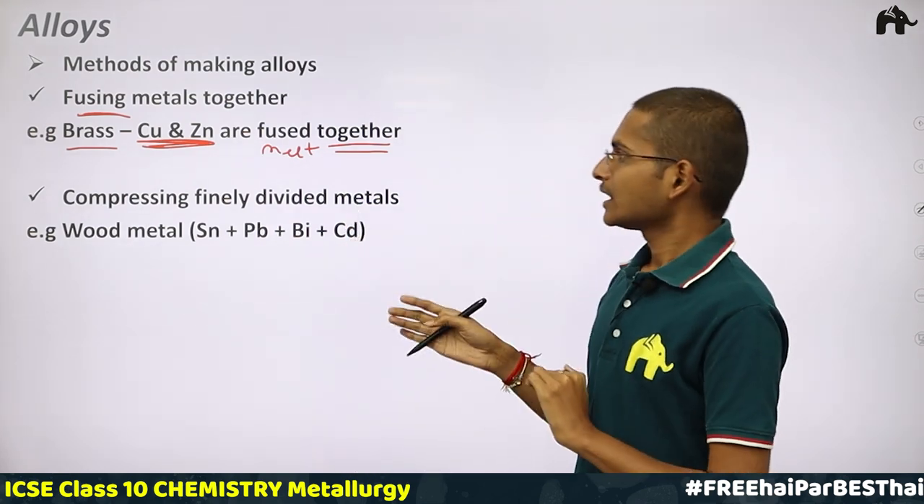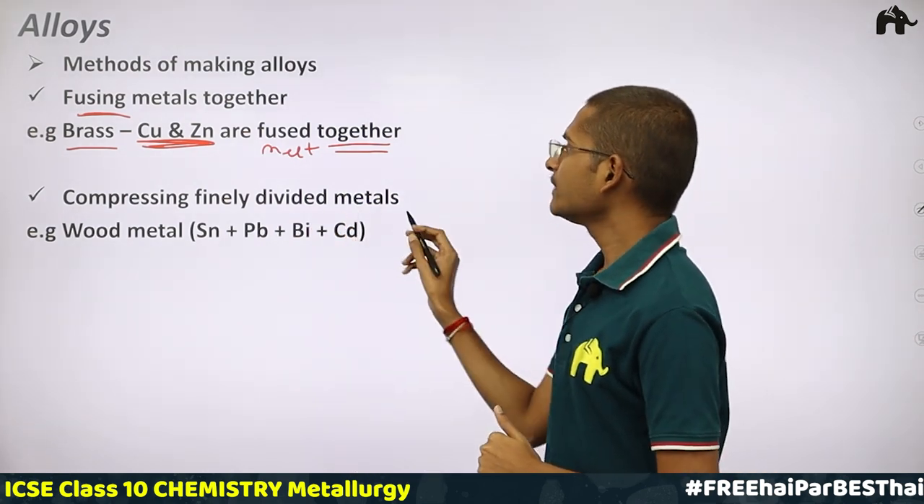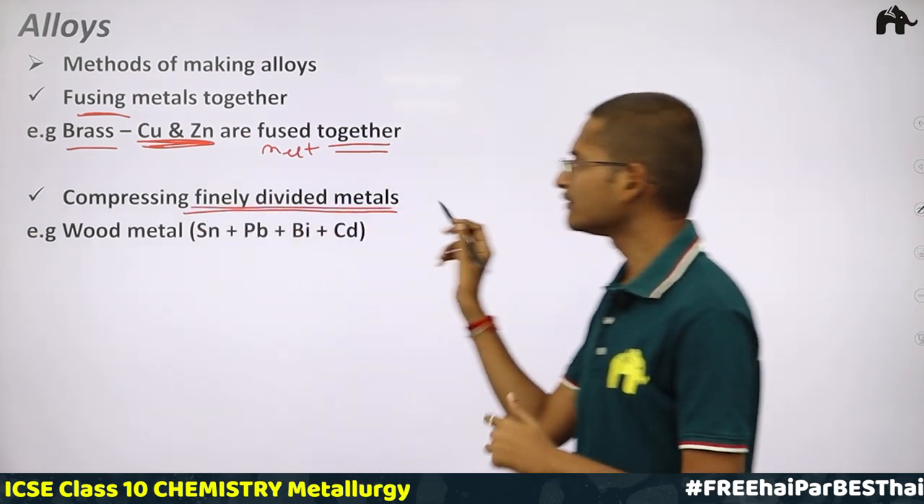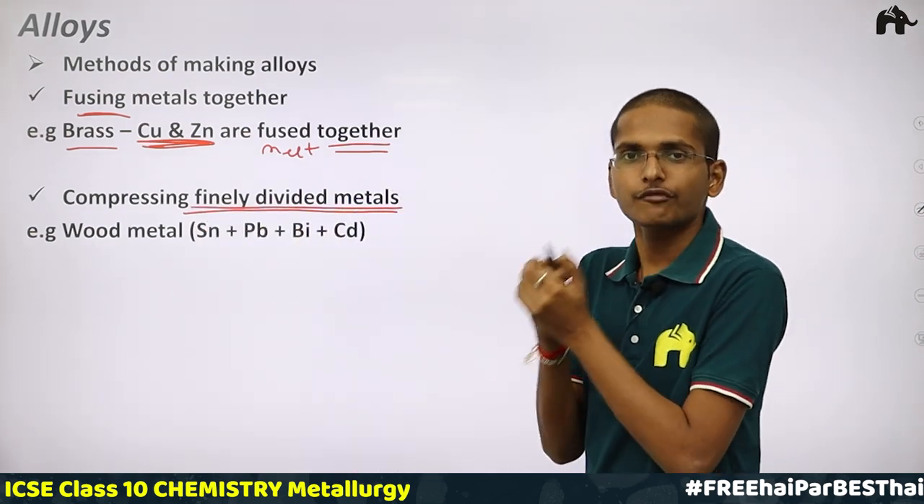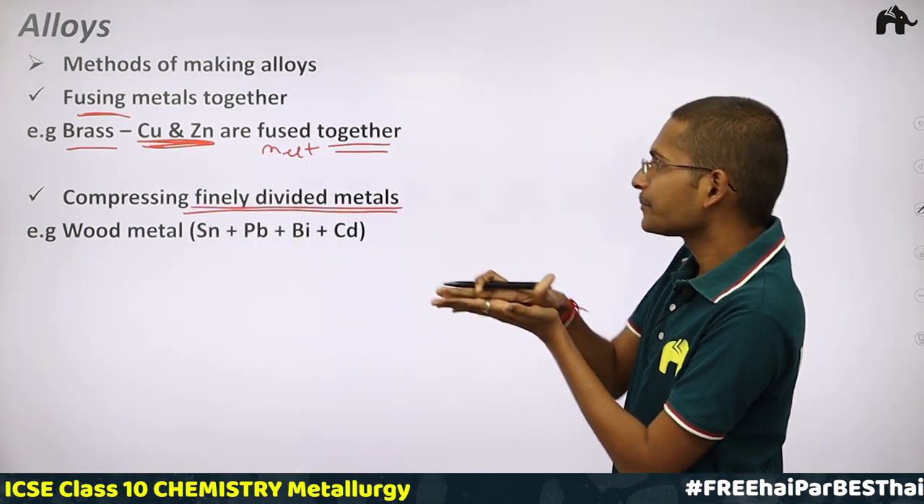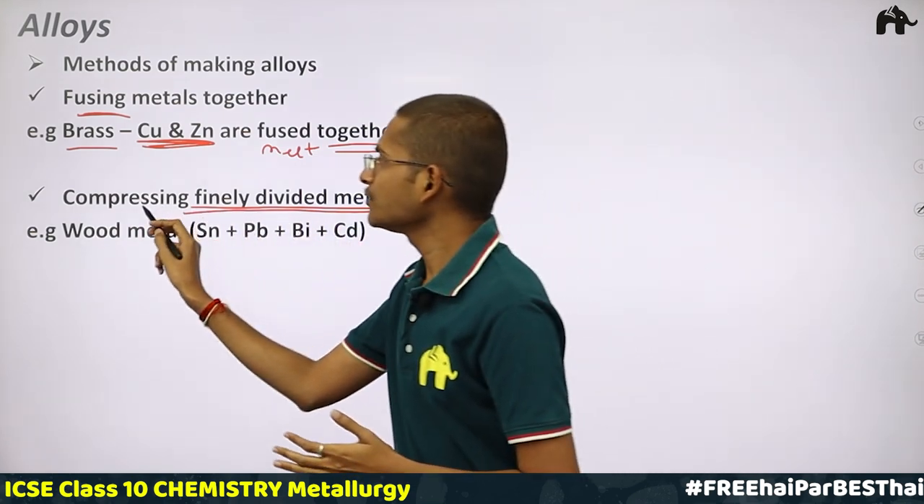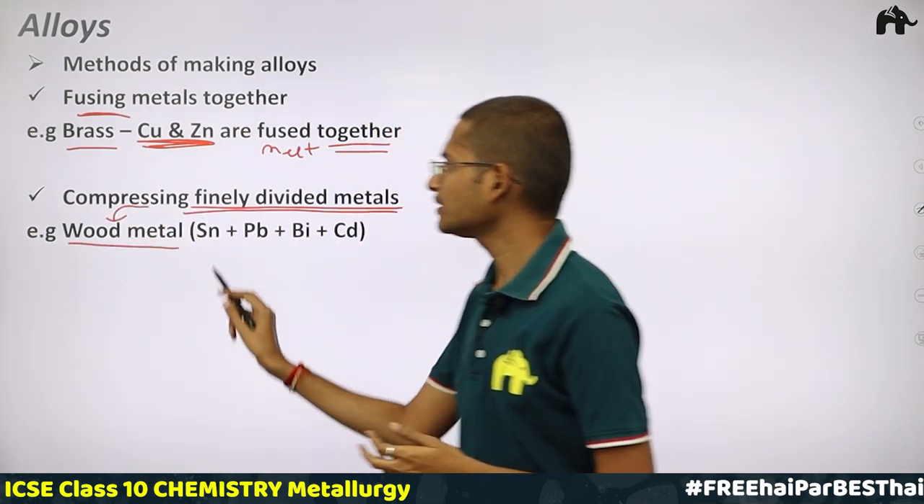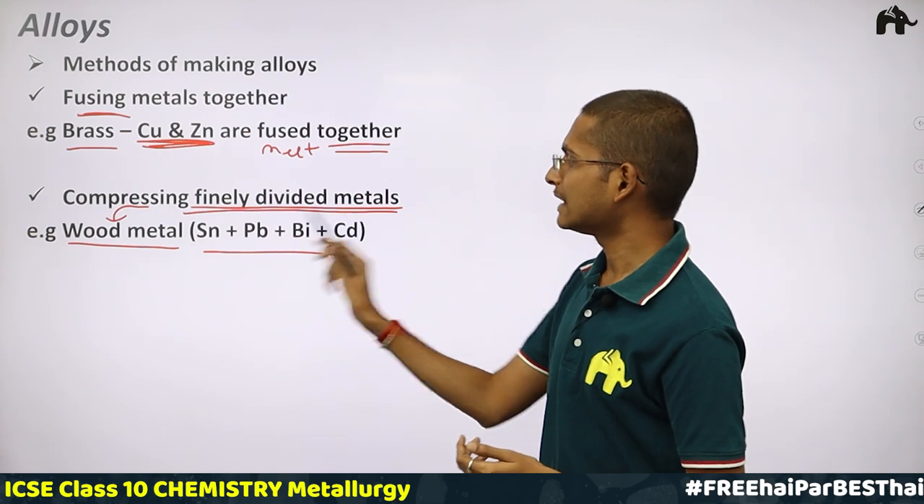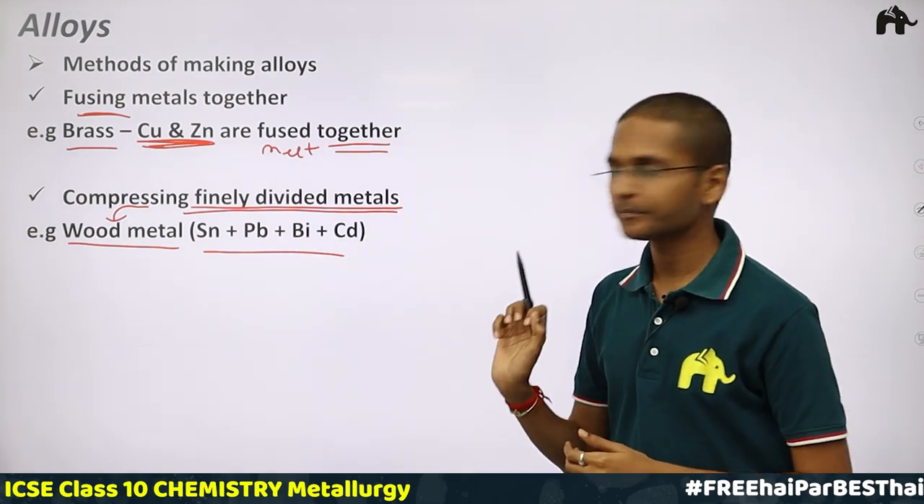Very clear? Then the second process is compressing finely divided metals. We first divide the metals very fine, and then we compress them. Then we get an alloy. An example is wood metal. This is an alloy of tin, lead, bismuth and cadmium.